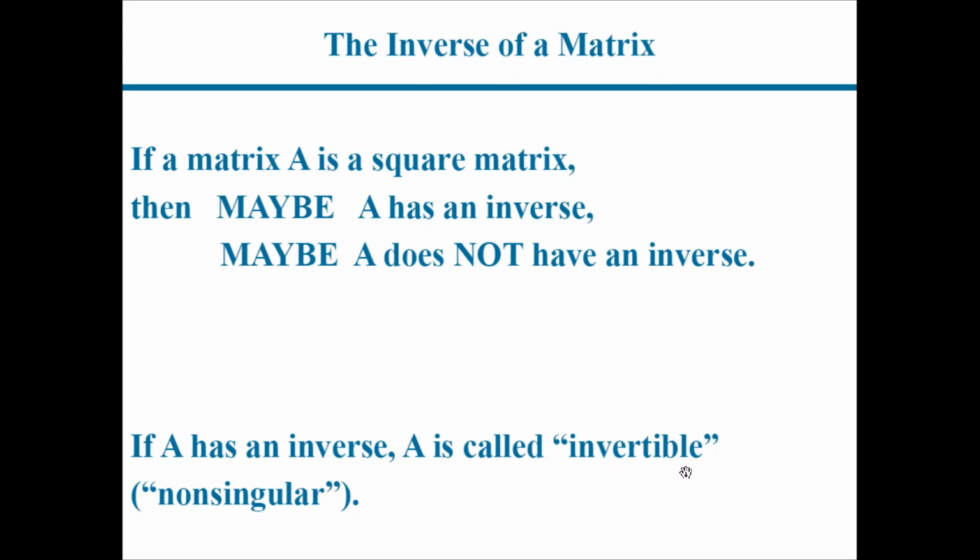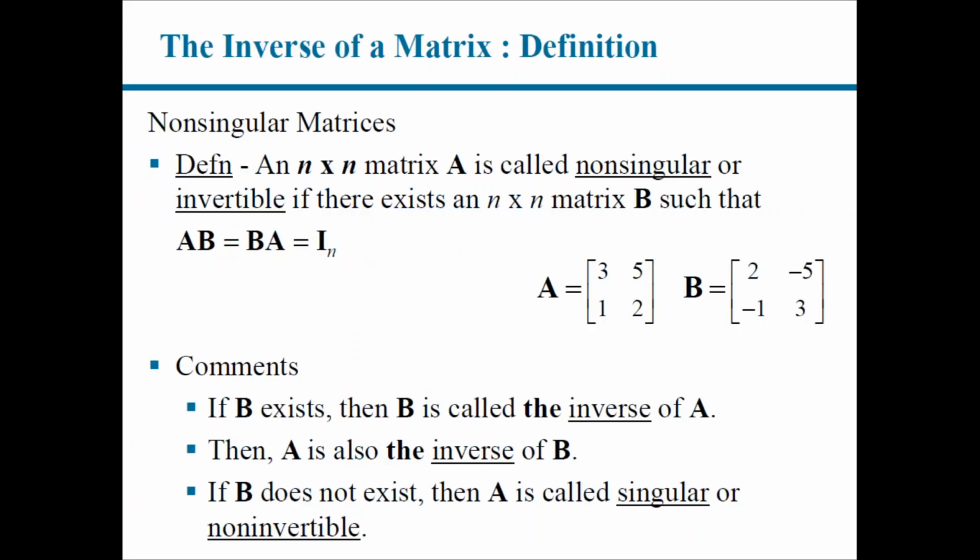So how can I know if my matrix has an inverse or not? Well, the definition of the inverse: I have my square matrix A, and my square matrix A is invertible if and only if I can find a matrix B that is also n by n, such that A times B is equal to identity n by n, and also B times A is equal to identity. That's the definition of the inverse.